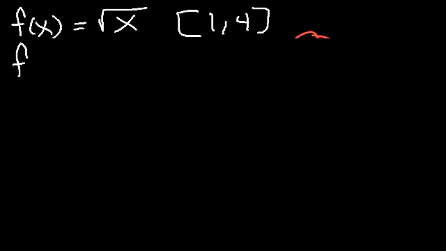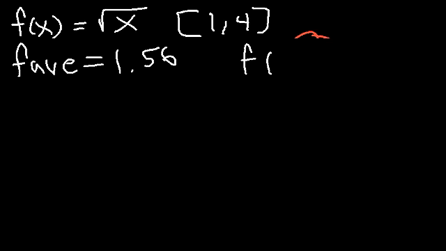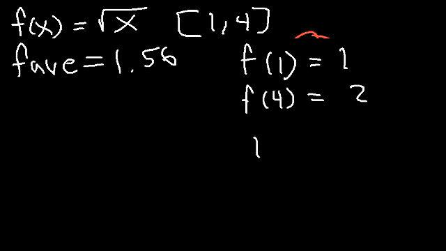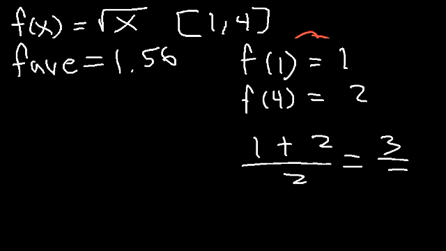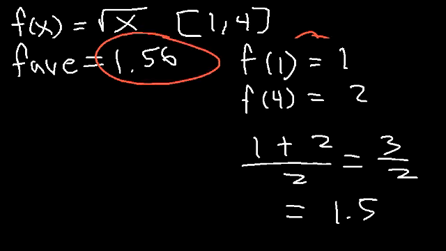So the average value is about 1.56. F of a, or f of 1, is 1. The square root of 1 is 1. And f of 4 is the square root of 4, which is 2. So if we average f of 1 and f of 4 together, this is going to be 3 over 2, which is 1.5. So notice that the average y value of the function is greater than the average of f of a and f of b.